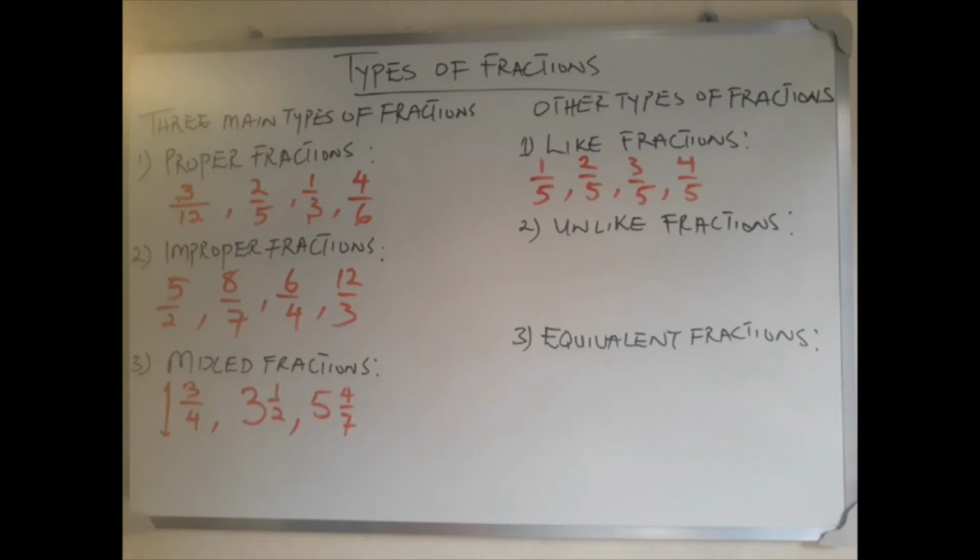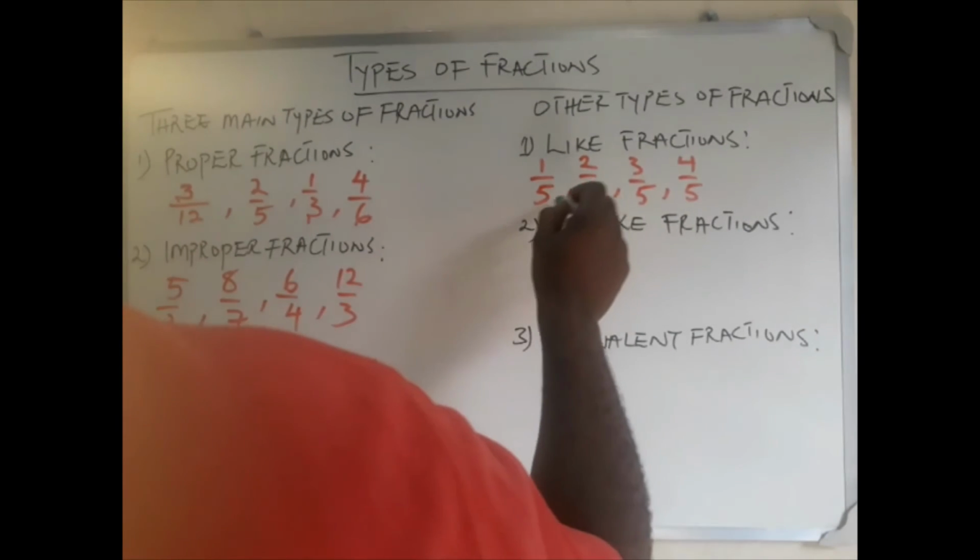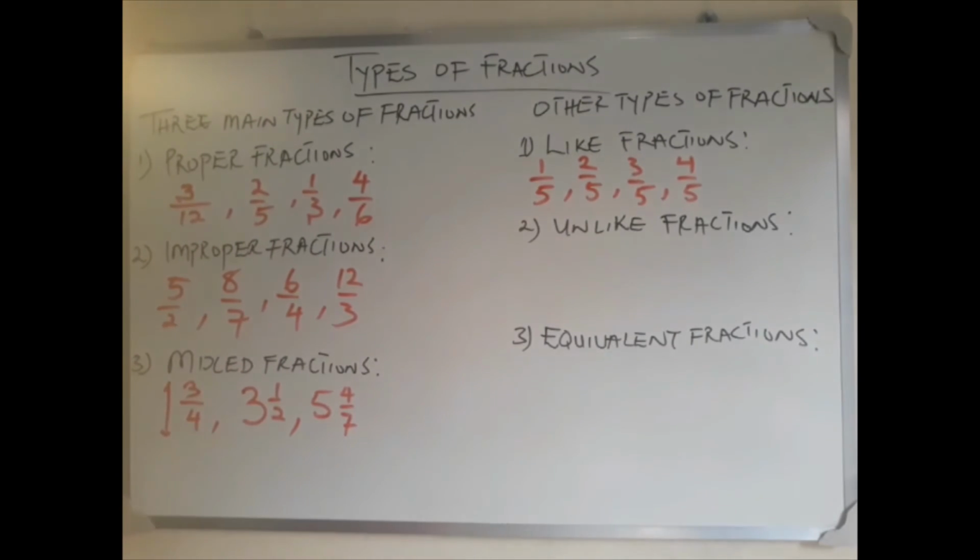1 over 5, 2 over 5, 3 over 5, 4 over 5, in that they all have 5 as their denominators. And because they have the same denominators, they are referred to as like fractions. So any fraction that has the same value as its denominator is referred to as a like fraction. And we'll see applications of like fractions in coming videos.